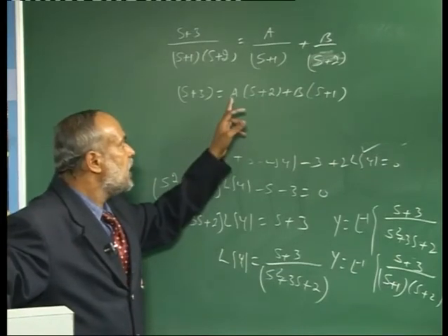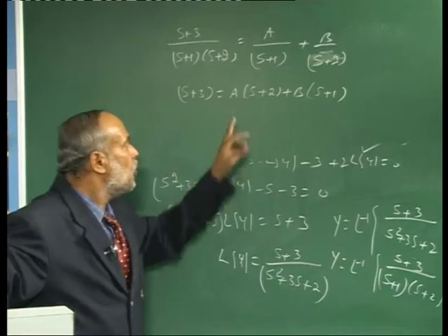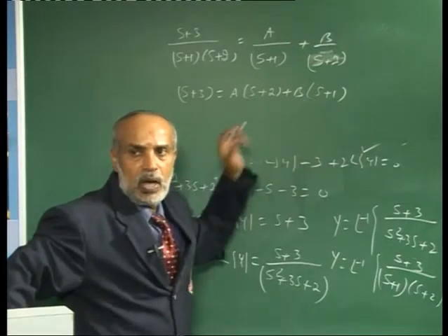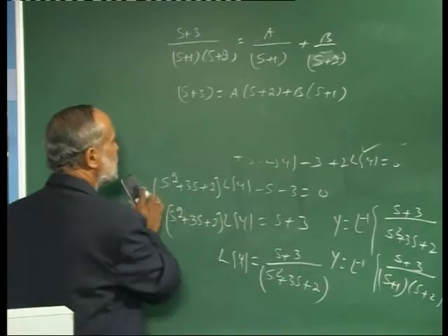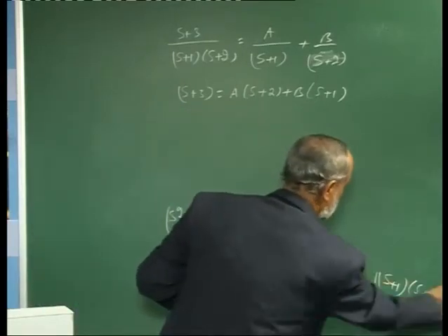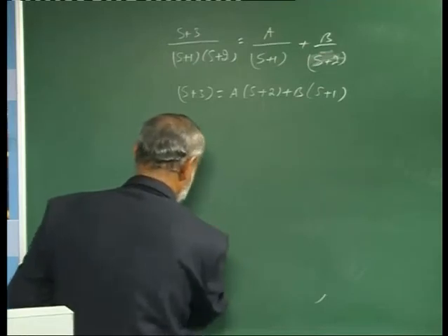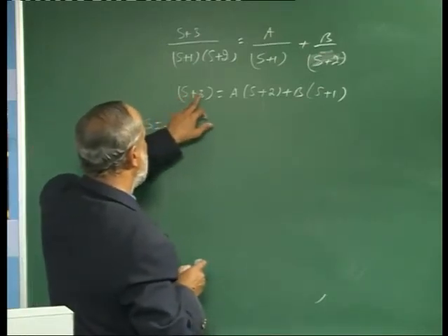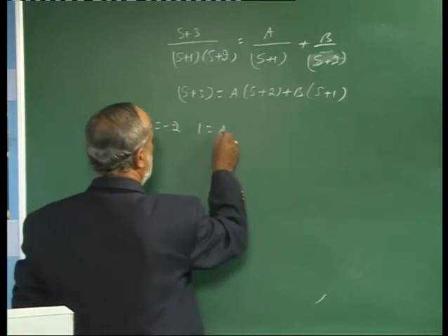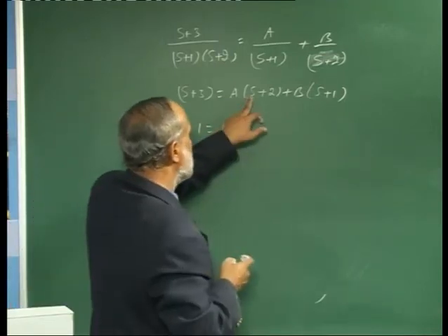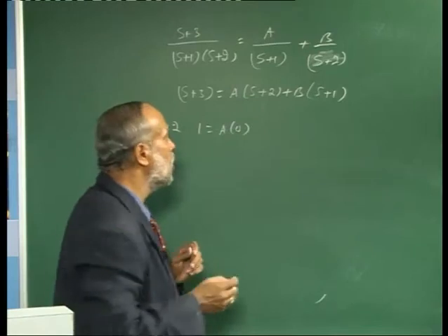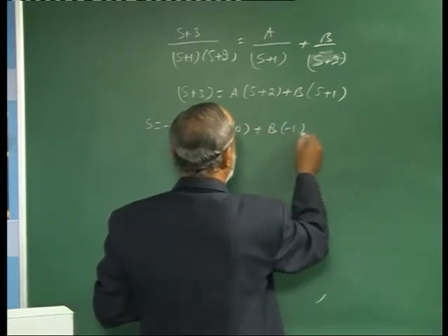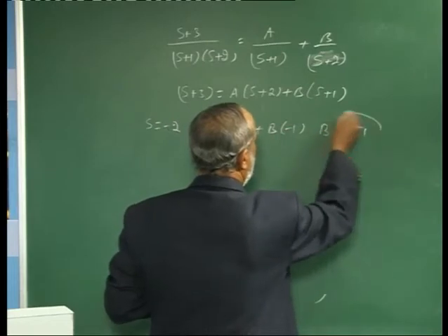Now our intention is to find the values of A and B. Put s equal to minus 2 and put s equal to minus 1, and you get the other value. If you put s equal to minus 2, then LHS is minus 2 plus 3, which is 1, equal to A becomes 0, because minus 2 plus 2 becomes 0, then B into minus 2 plus 1 is minus 1, so B is equal to minus 1.